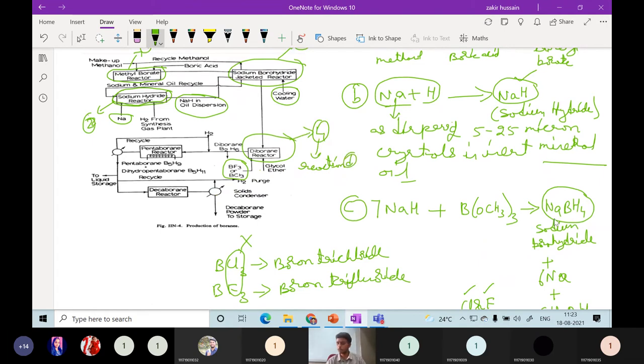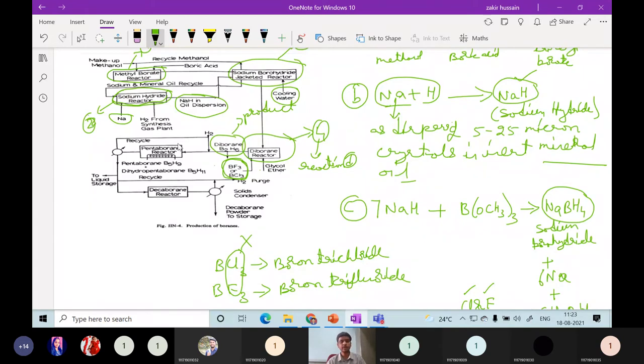Whatever sodium borohydride is there, that will be coming from this one and it will be reacted with BX3, and this BX3 will react with sodium borohydride to form diborane. If you want, this diborane can be used as a product, this boron hydrogen product, or otherwise you can send it for further processing in the pentaborane reactor.